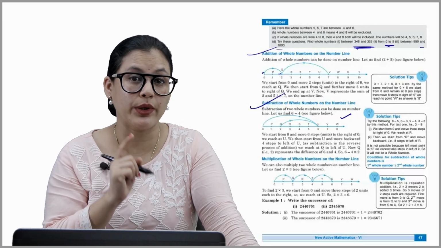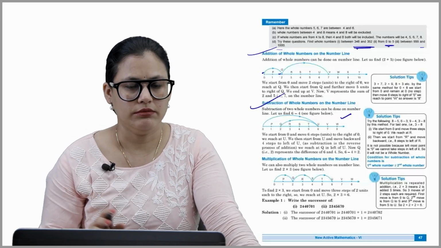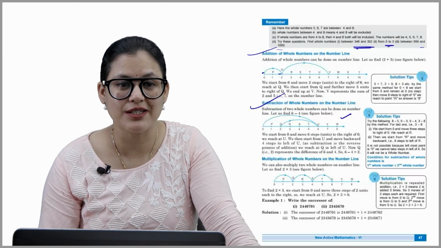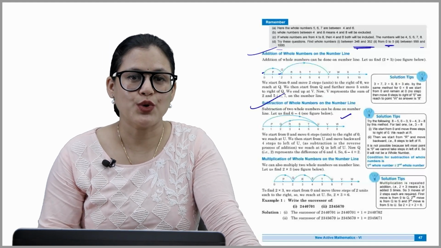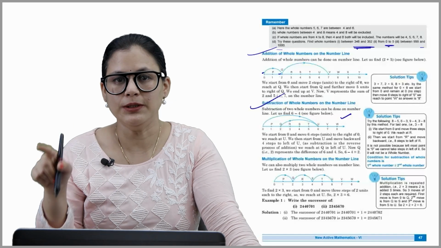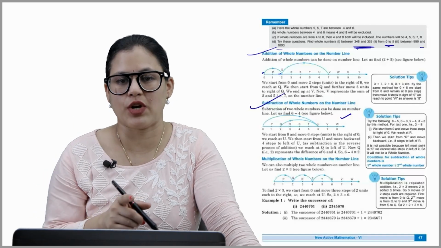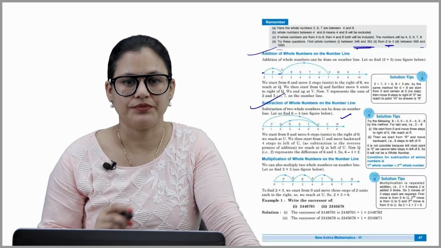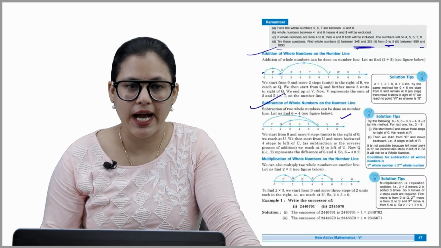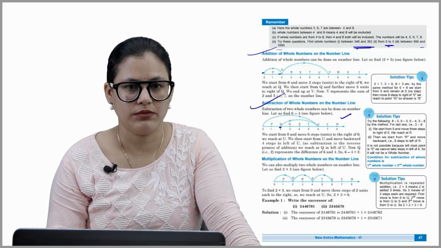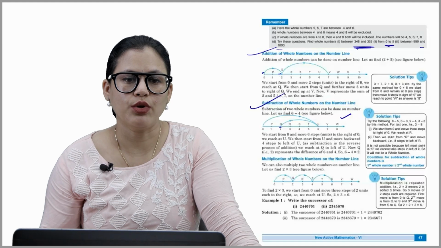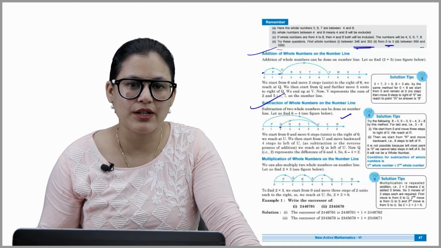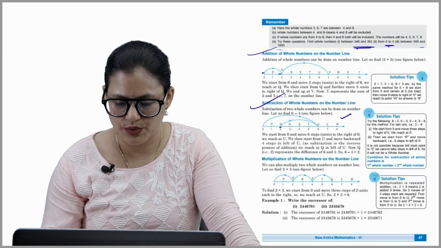Why backward? Because here we are doing subtraction, and one more reason is that subtraction is a reverse process of addition. So, in addition, we moved forward, but in case of subtraction, we move to the left side, that is backward. So, we reach at Q, to the left of U. Now, Q, that is 2, represents the difference of 6 and 4. So, 6 minus 4 is equal to 2.